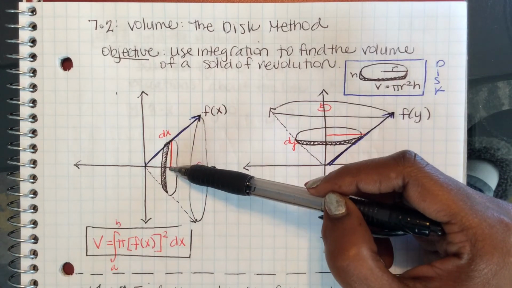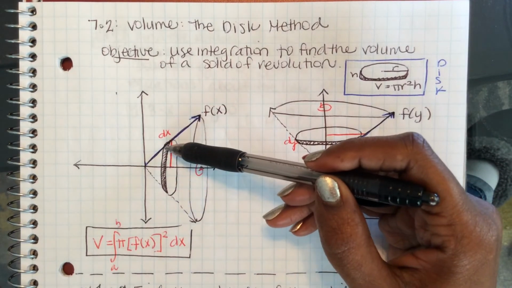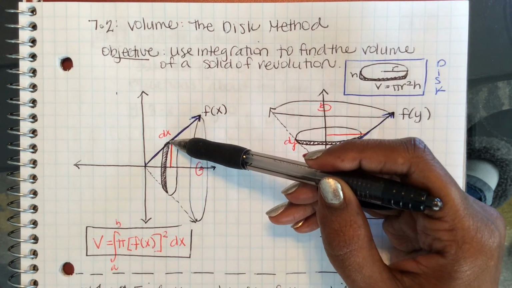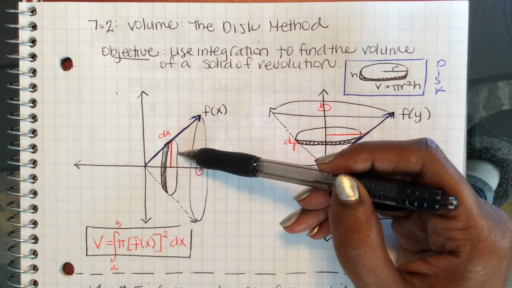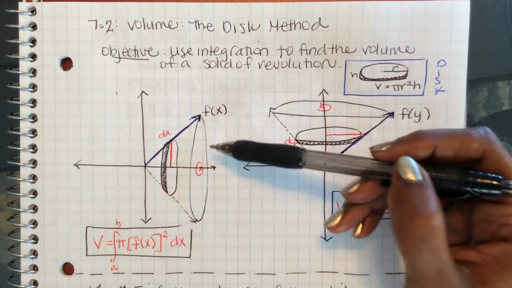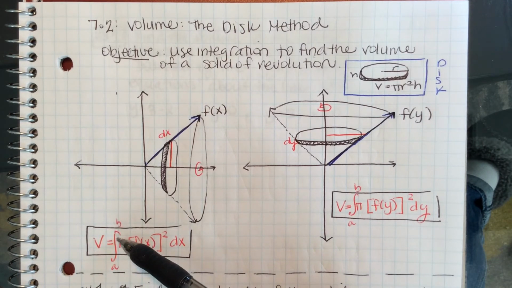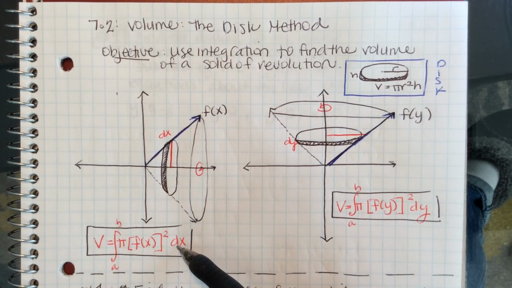Now, if I look at the disk, the radius of my disk is the height of my function, f of x. And the height of my disk, since it's turned on its side, is a very small change in x, or dx. Especially if I put infinitely many of them in here, it'll be insignificant. So the volume over any interval a to b is the integral from a to b of pi r squared h, pi f of x squared times dx.